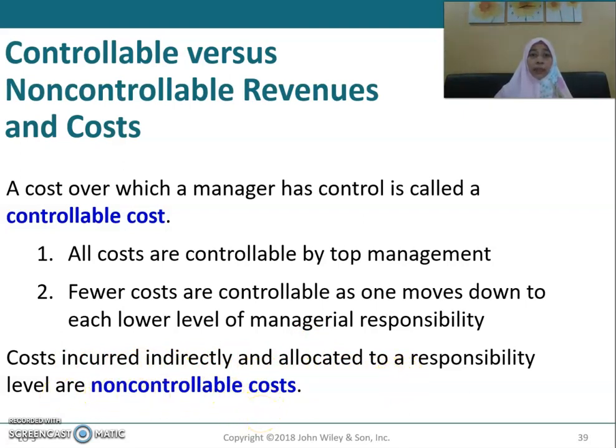That means if, let's say, you are in a particular division and that division is being assigned a certain cost, that cost is a non-controllable cost. It's being given, it's being directed, it's being allocated to that particular responsibility.